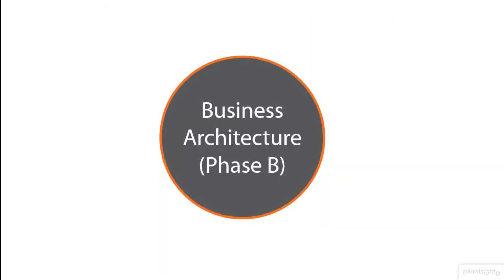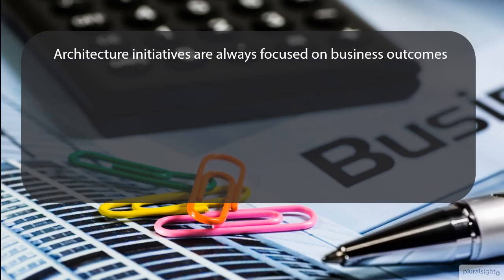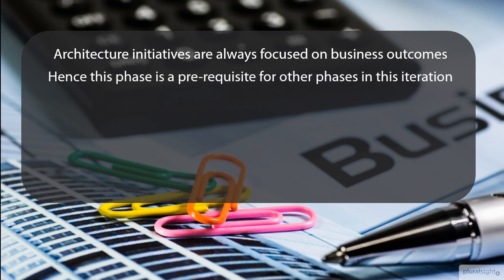Phase B focuses on business architecture. Architecture initiatives are always focused on business outcomes, and hence this phase is a prerequisite for other phases of architecture development, that is phases C and D.